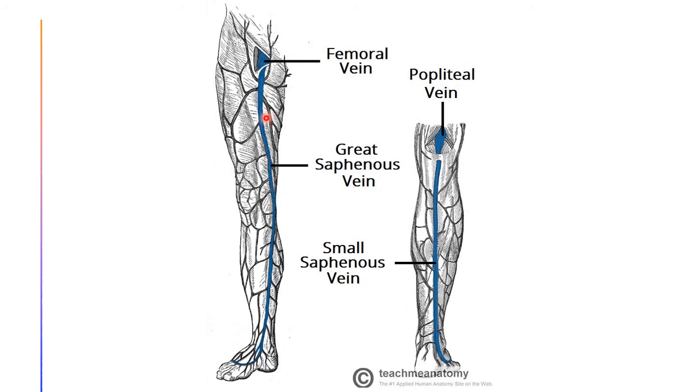This is the tourniquet test to detect the site of incompetence, either at the saphenofemoral junction and the saphenopopliteal junction, or in the various deep perforators in the leg.